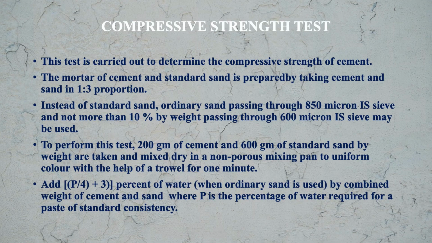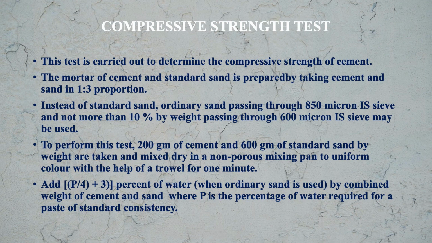Now add water. How much water? P by 4 plus 3% of water. P is the percentage of water for standard consistency. And this much of water when you are using the standard sand, by combined weight of cement and sand here.